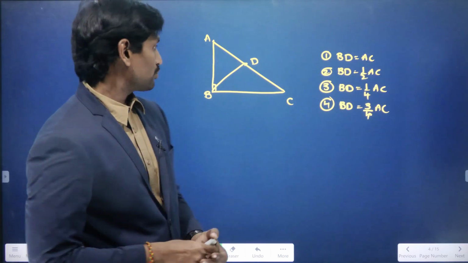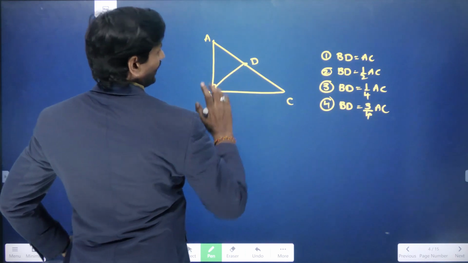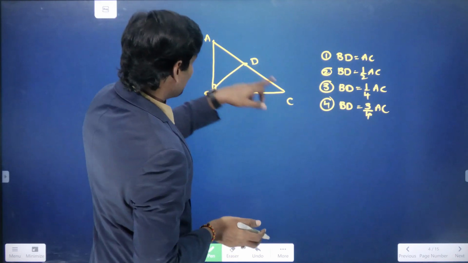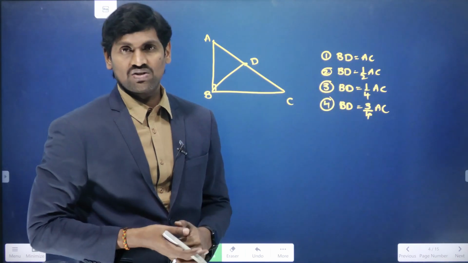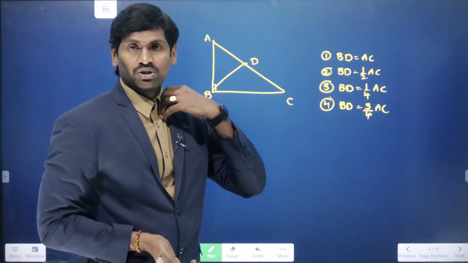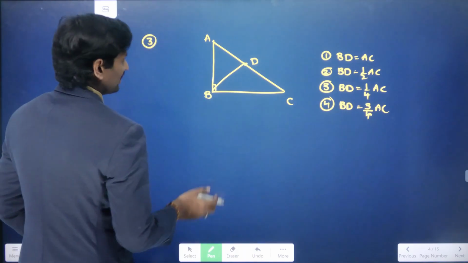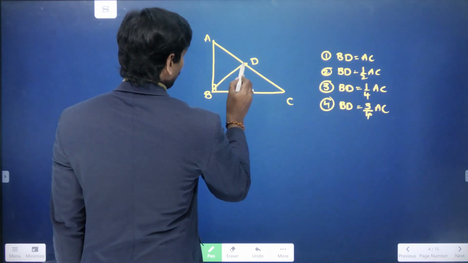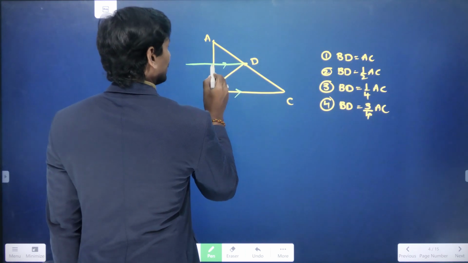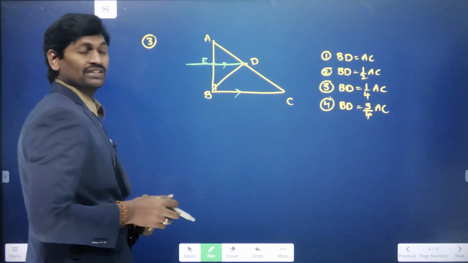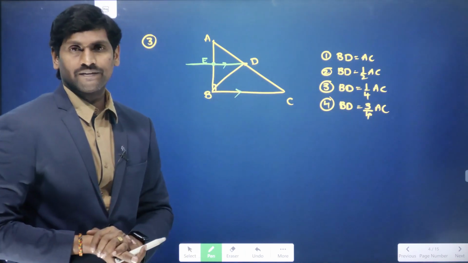To prove this, let us check if BD is half of the AC or not. Any one of the options can be true. So for proving this, I am drawing a construction: from D, I am drawing a parallel line to BC which intersects AB at E. That means I am drawing a line DE which should be parallel to BC.